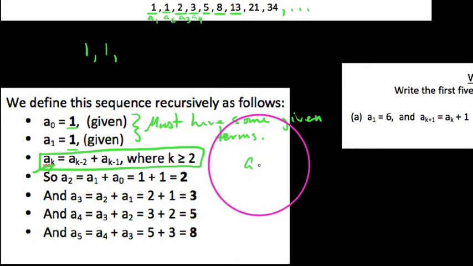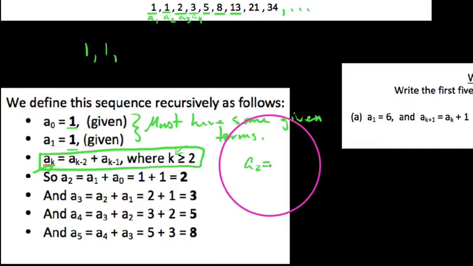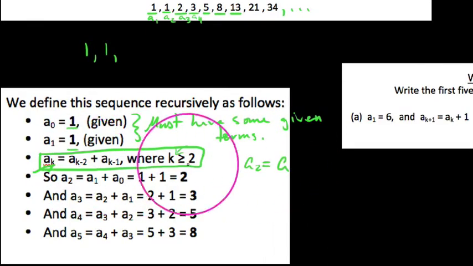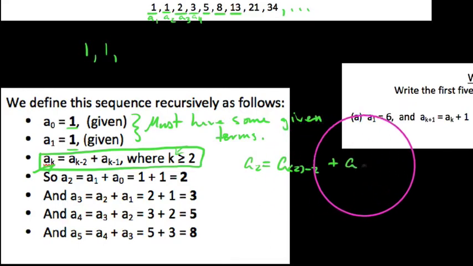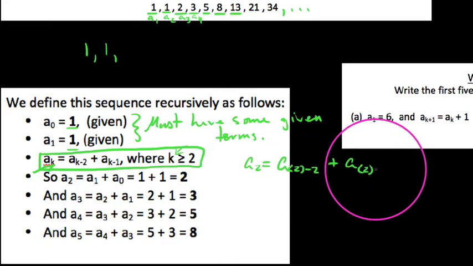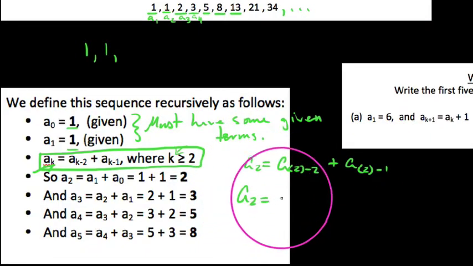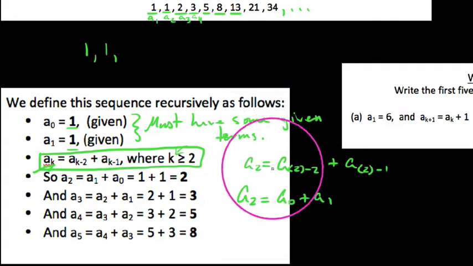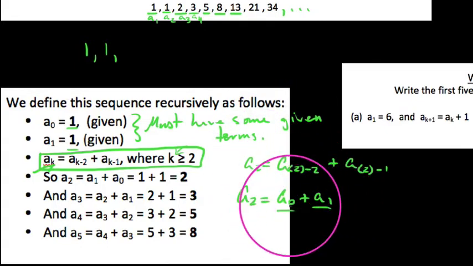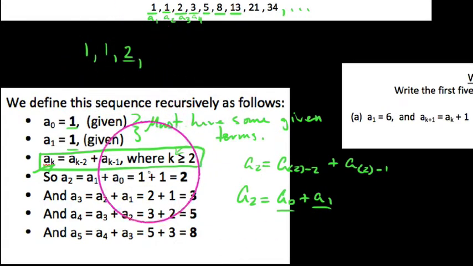Let's say k is exactly 2. Then a_k, which is a_2 in this case, would be a_(k-2), which is a_0, plus a_(k-1), which is a_1. So a_2 is equal to a_0 plus a_1. In other words, add up the 0th term and the first term to get the second term, so we get this 2. Again, this rule would follow again.